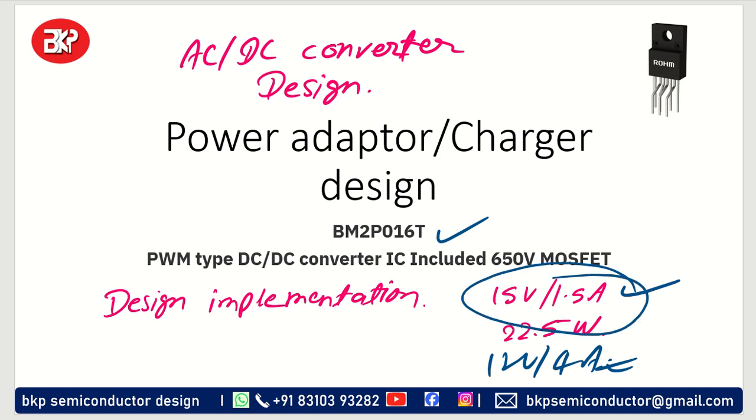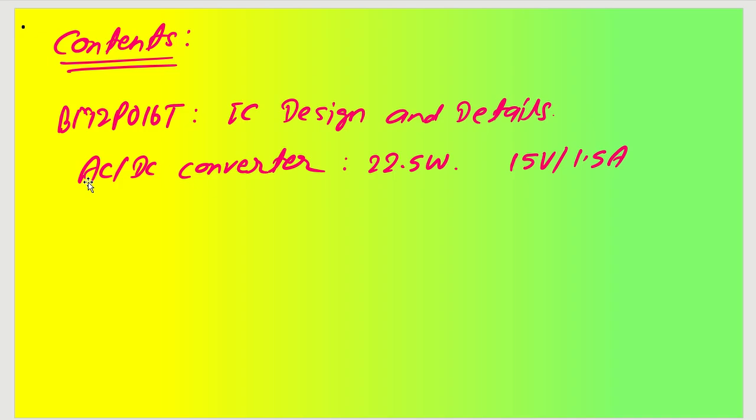In this particular session, we'll concentrate on this particular design and implementation. What we are going to see in this session is the BM2P016T IC, which we have already seen the design and detail of, and then the converter which we are going to design for 15 volt 1.5 ampere. Our aim would be to understand the design specification first, and then we will try to design the block diagram and parameters and all those things.